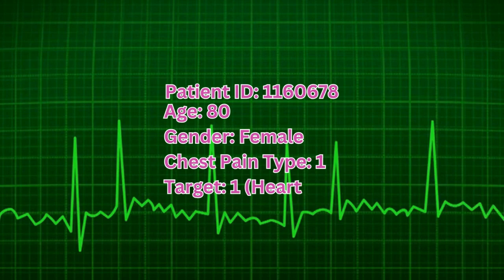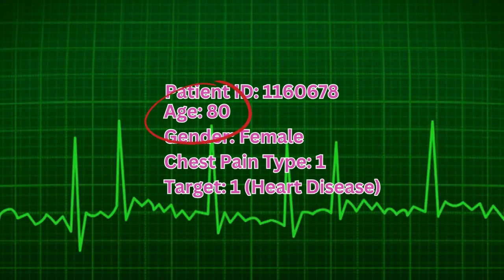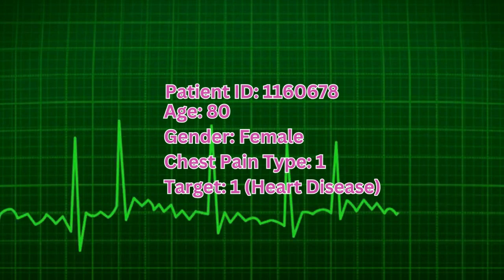Heart disease. The patient with the highest age, which is 80 years old, is identified by finding the maximum value in the age column. This patient is female, reported chest pain type 1, and has been diagnosed with heart disease based on a target value of 1.